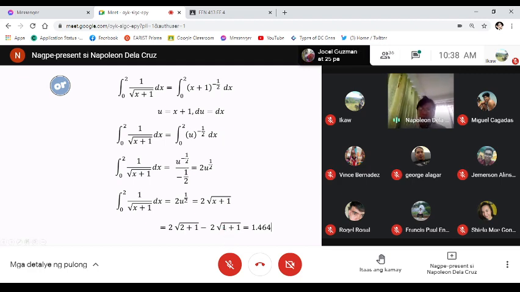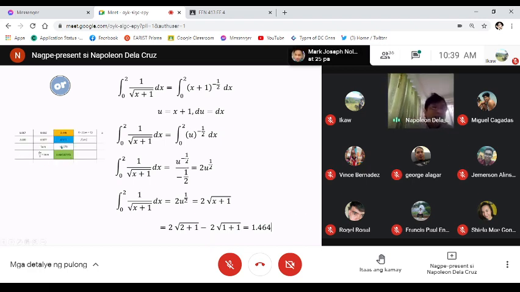Okay, sorry, this is supposedly 0. Ayun yun eh. 2, then 0. Okay? So, 2 times square root of 3 minus 2 square root of 1 is 1, and that will be now 1.464. Ayun yun. So, ano ang nakuha natin kanina? That is the same as 1.464 kanina. So, therefore, using integration and using numerical analysis, Simpson's 1/3 rule, we will end up with the same value.